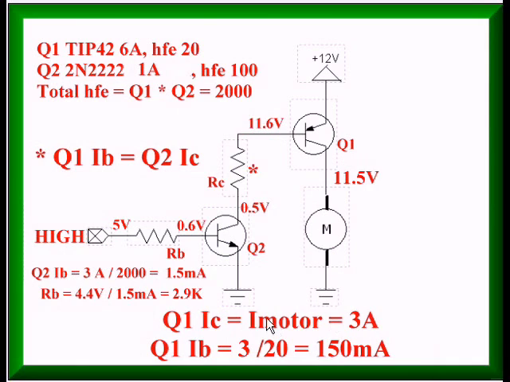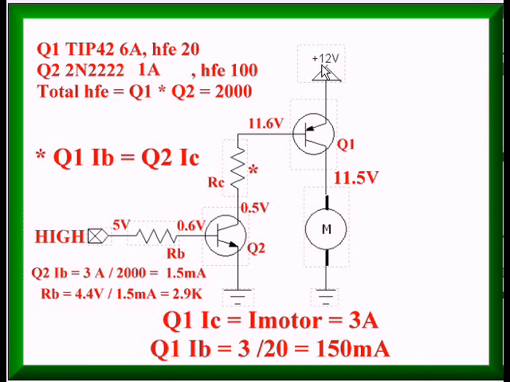I have a motor here that I need 3 amps. So how much current do I need to draw from the Arduino I/O to give me 3 amps? Well, the IB of Q1, that's 3 divided by 20, is going to need 150 milliamps. I'm going to need 150 milliamps through Q2, through RC, through the base, back to VCC.